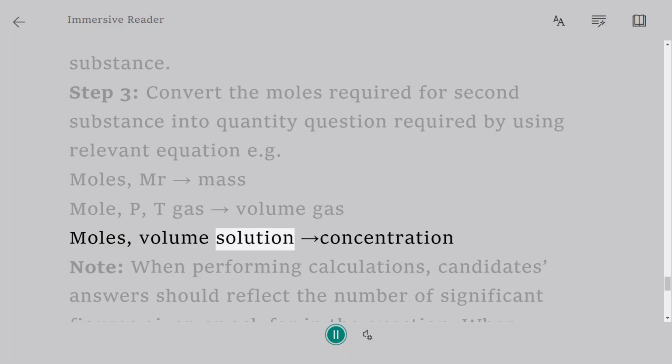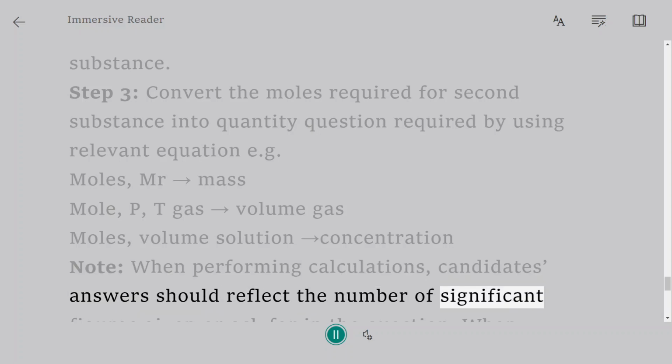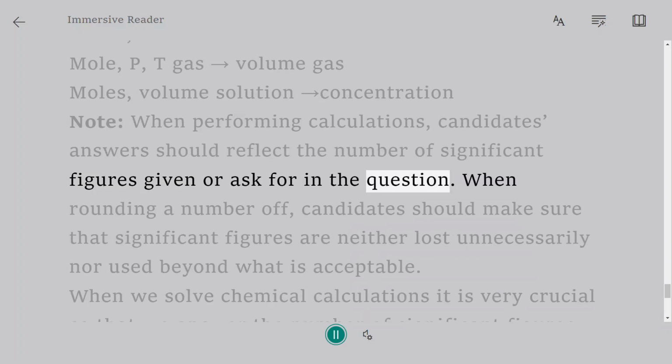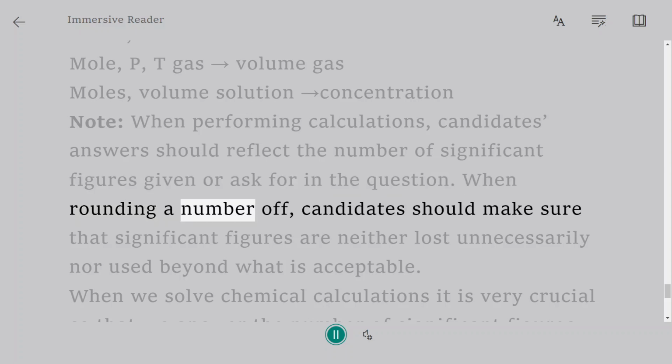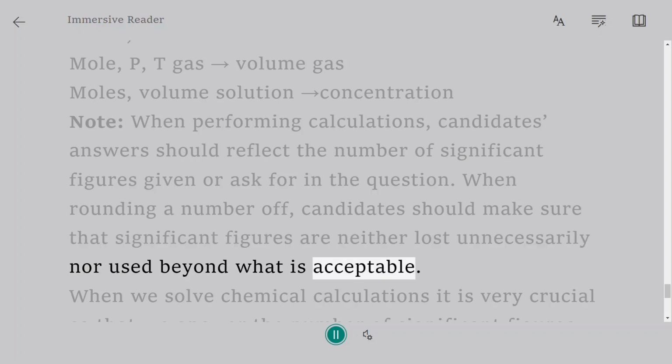Moles to solution volume using concentration. Note, when performing calculations, candidates' answers should reflect the number of significant figures given or asked for in the question. When rounding a number off, candidates should make sure that significant figures are neither lost unnecessarily nor used beyond what is acceptable.